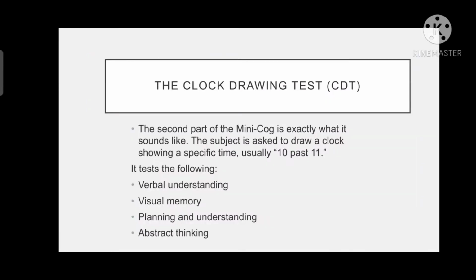And the second element of the Mini-Cog test is the clock drawing test, or the CDT. The second part of the Mini-Cog is exactly what it sounds like. The subject is asked to draw a clock showing a specific time, usually 10 past 11. It tests the following: verbal understanding, visual memory, planning and understanding, and abstract thinking. While the three-word recall tests the short-term memory, the clock drawing test tests the long-term memory of the patient.